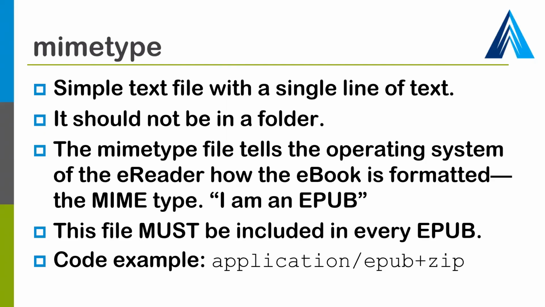Moving along on the next slide, let's talk about the MIME type. It's a pretty big word for something that is made up of just one line of code. It's a simple text file with one line. It should not be in a folder. It should just be a standalone file. And it is the item that announces to the operating system and the e-reader that this is an EPUB.